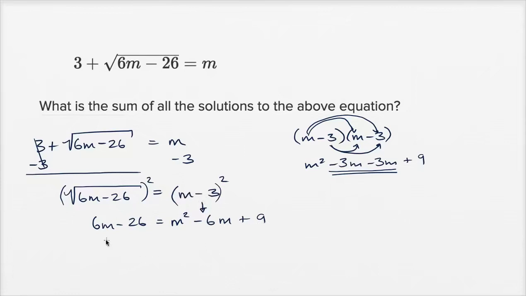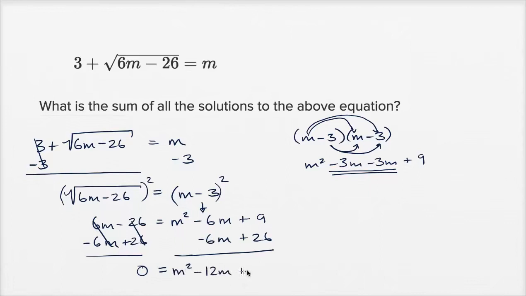So now let's see if we can solve for m. Let's get everything on the right-hand side of the equation. So I'm going to subtract 6m from both sides, and let's add 26 to both sides. The whole reason I did that is to clean out what I have on the left-hand side. So on the left-hand side, I'm just going to be left with 0. And on the right-hand side, I'm going to have m squared minus 12m plus 35. Or I could write m squared minus 12m plus 35 is equal to 0.